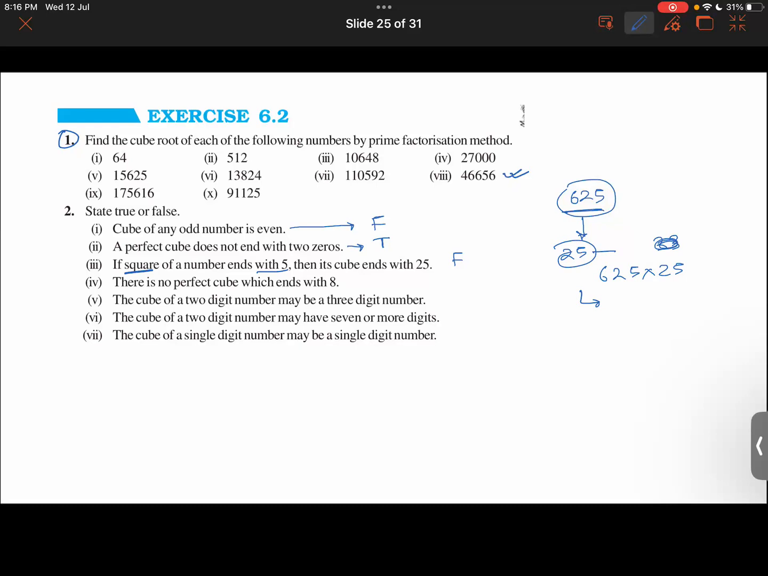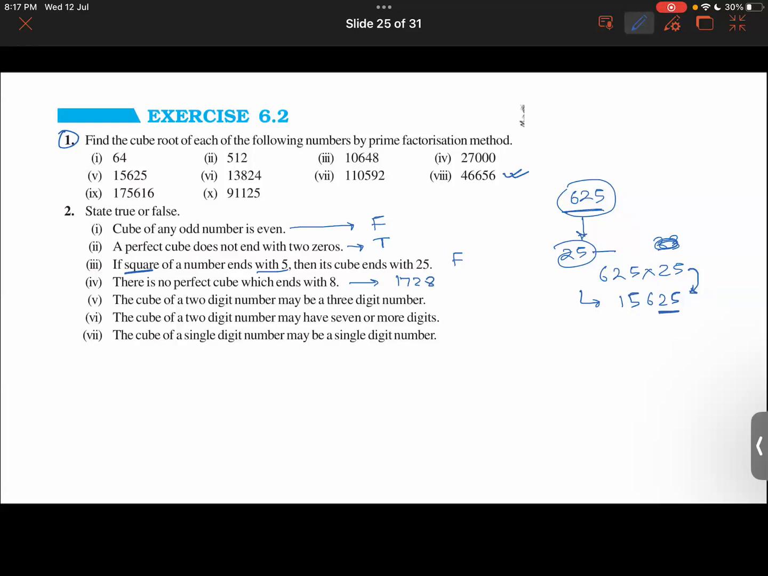And moving on, there is no perfect cube which ends with 8. Is that statement true? False, sir. Like we have numbers like 12. 12 into 12 into 12. Ahmed, what is the answer of this one? 15,625, sir. So here we are seeing a number that ends with 25.